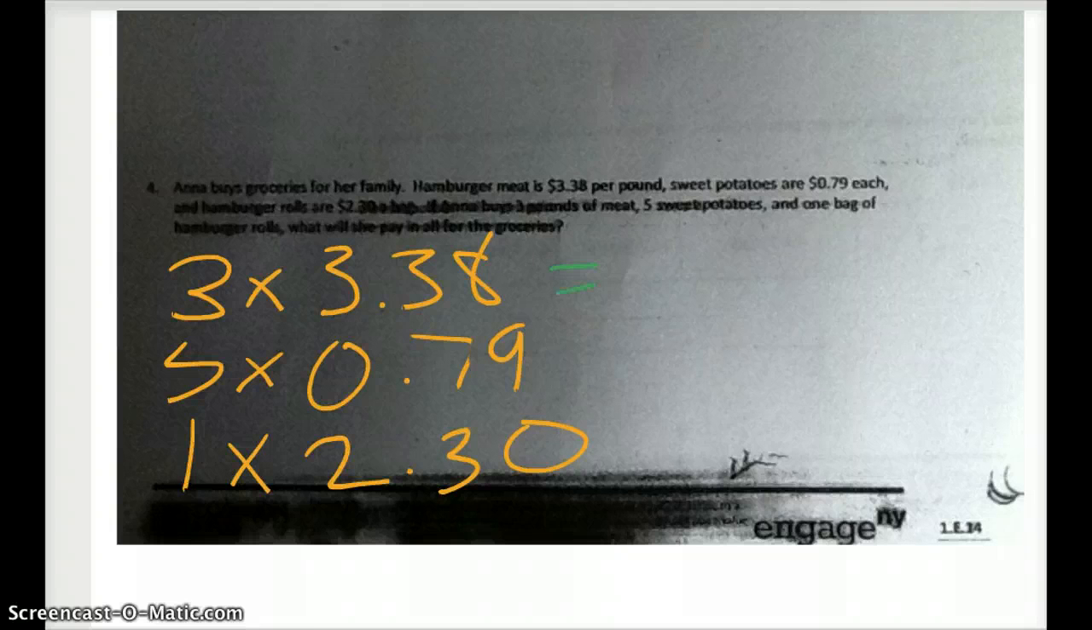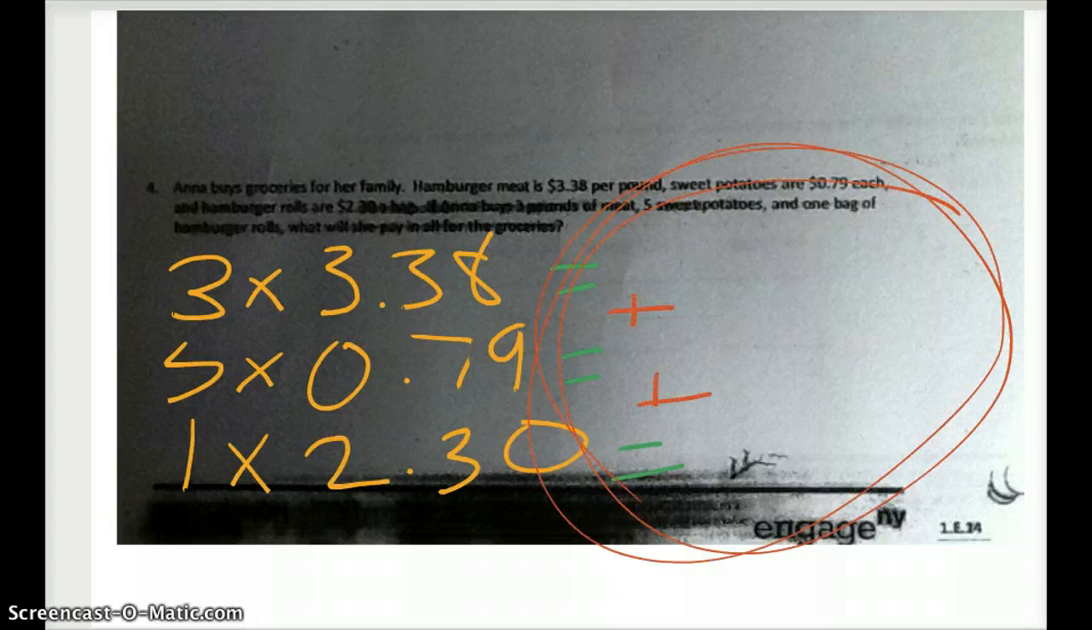So what is this equal, what is this equal, and what is this equal? And then you need to add them all up to get your total. After you get what hamburger meat, hamburger rolls, and sweet potatoes are, you would need to add the totals all together, and that's how much you would pay. So just think about going to the grocery store and checking out, and that's what the cash register does for us automatically. So right now, your head needs to be the cash register.